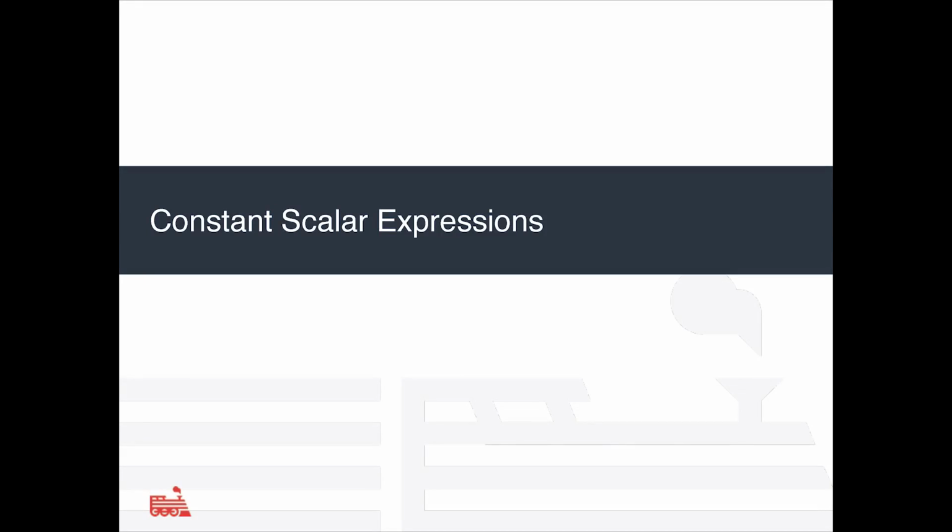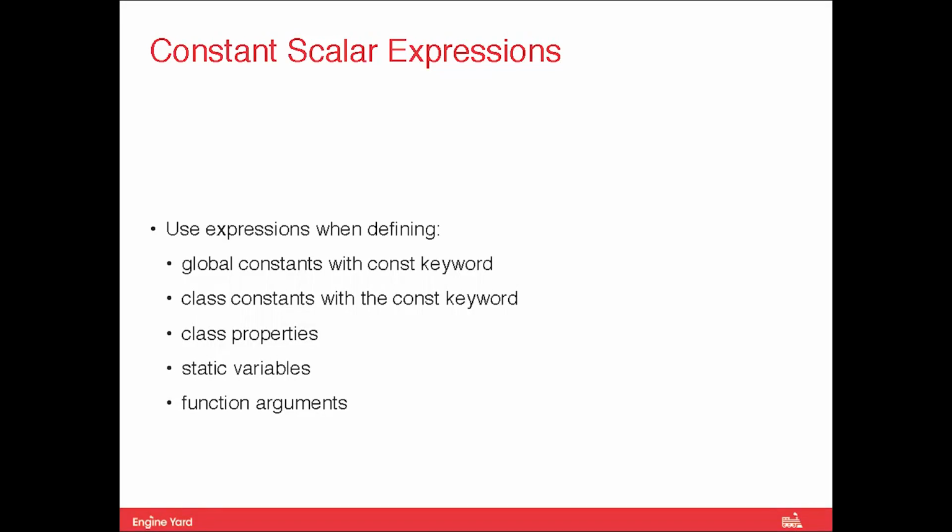Constant scalar expressions. This one's a cool one, actually, and it was proposed once and got knocked down, and then proposed again, and this is what got in. Basically, you can now use expressions when defining global constants using the const keyword, or class constants. You can also use them when defining class properties, static variables, and in function arguments. This is actually really cool.